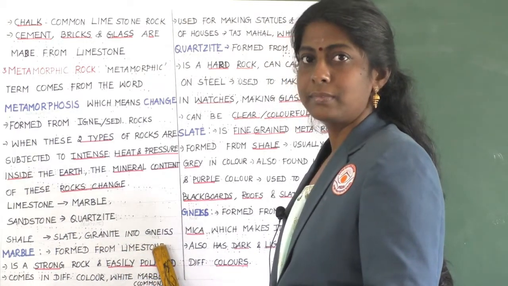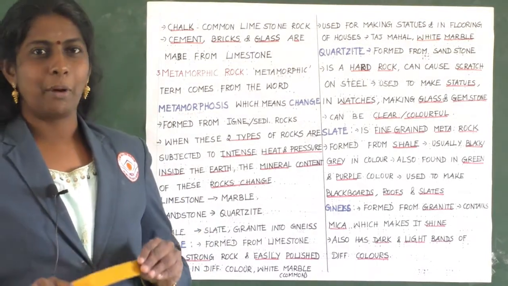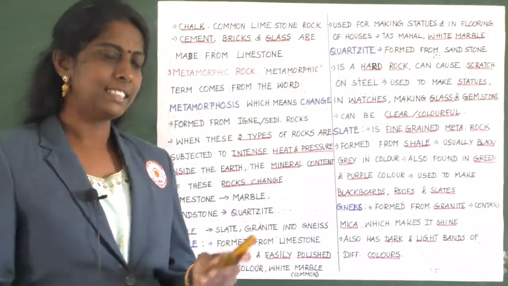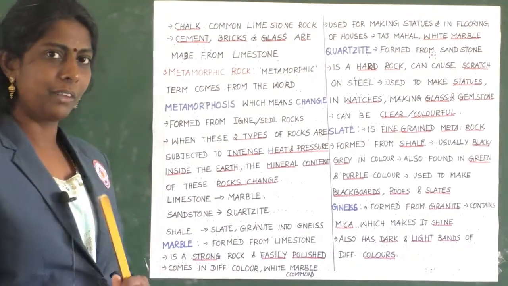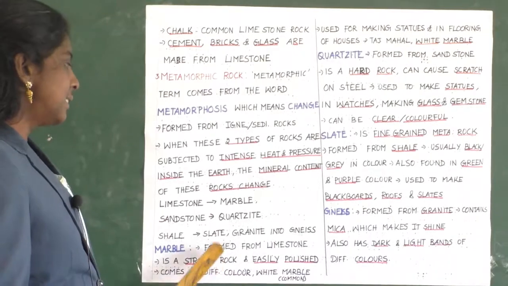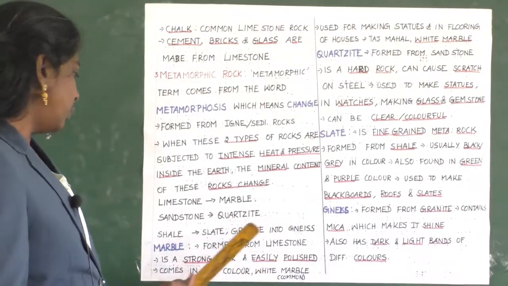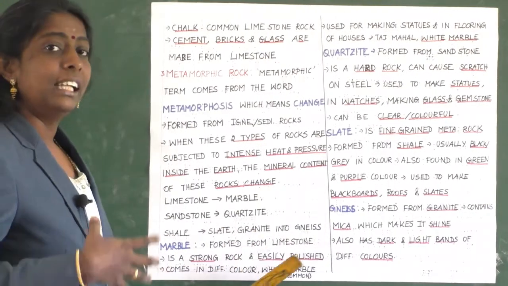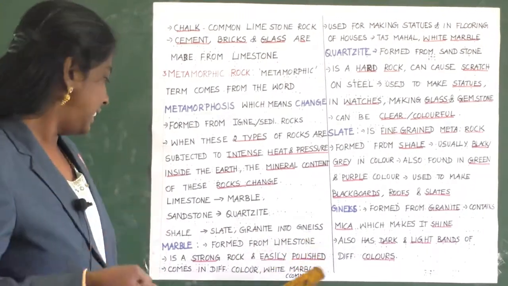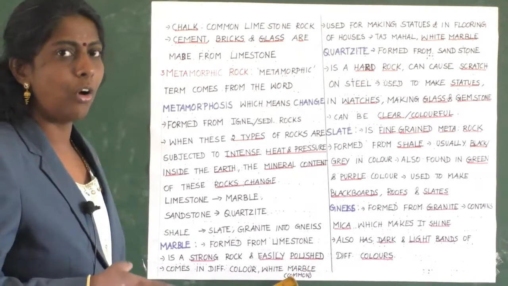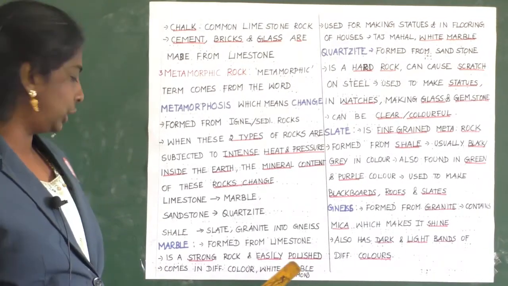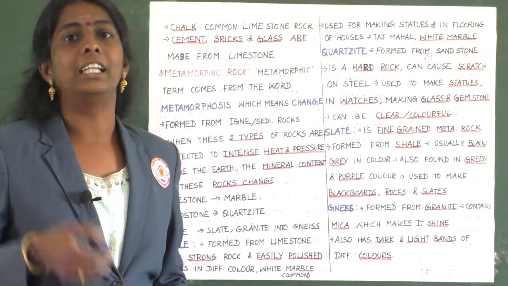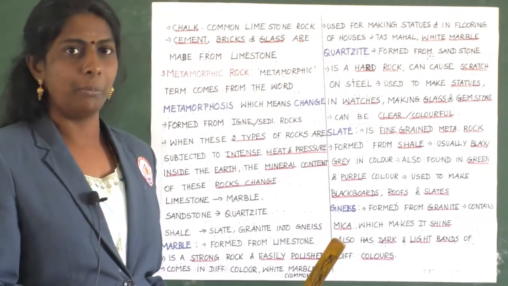Clear, children? Now let us learn about different types of metamorphic rocks. The first type is marble. What is marble? It is formed from limestone and it is a strong rock that can be easily polished. It comes in different colors and the most common marble is white marble.